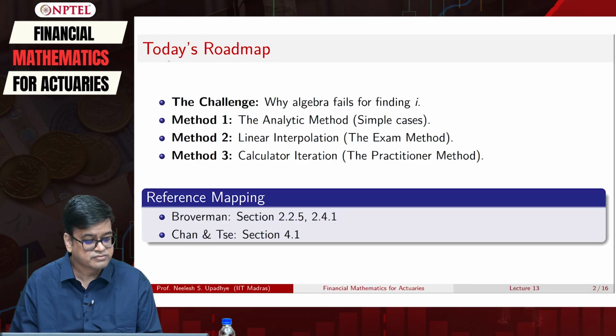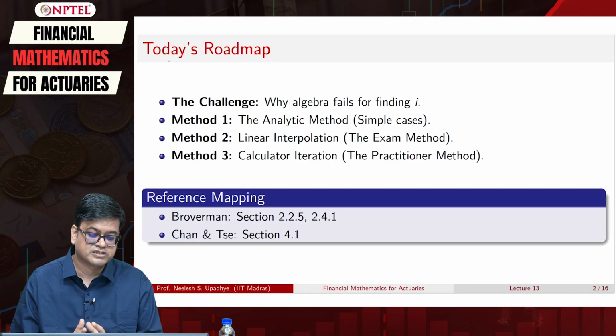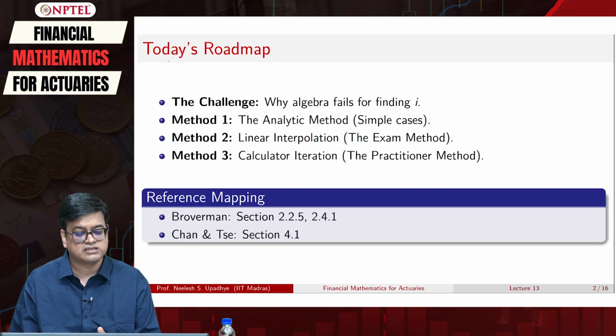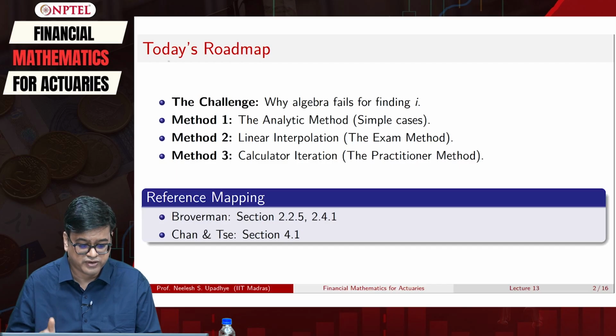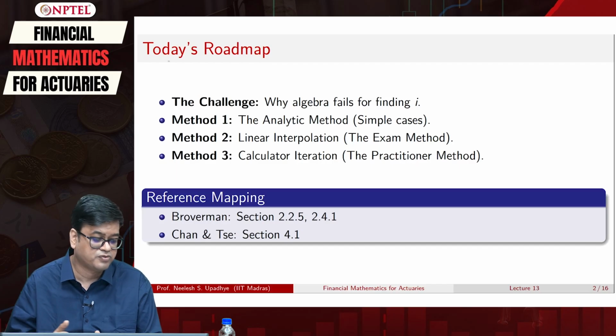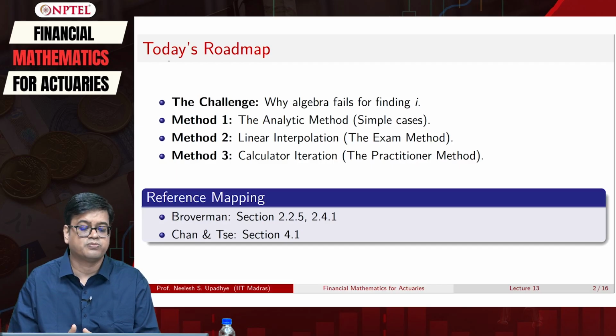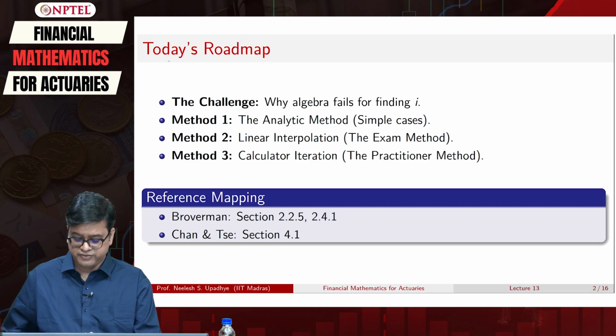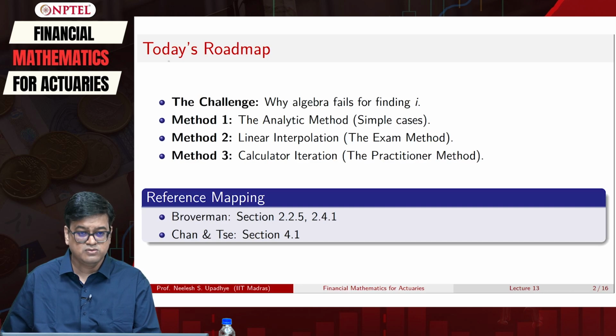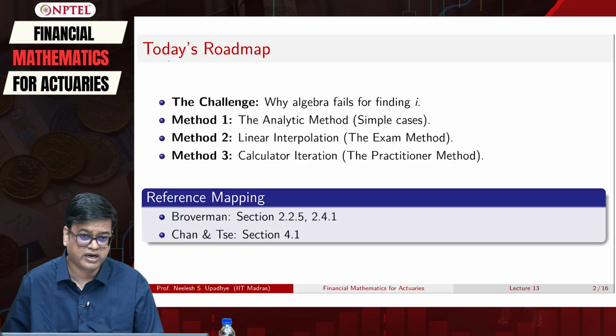So what is the reference mapping for today's lecture? It's sections 2.2.5 and 2.4.1 of Braverman and section 4.1 of Chan and Say. Let us dive deeper and understand why finding this i is so hard.